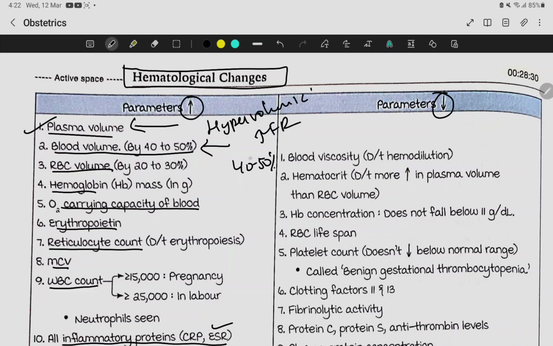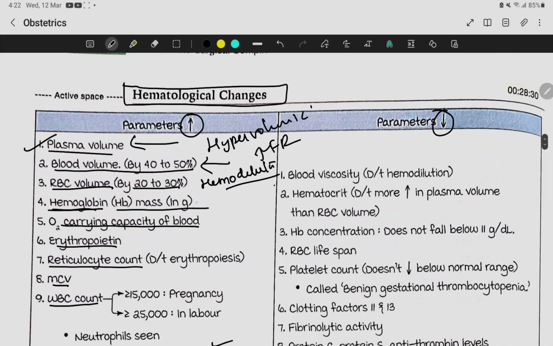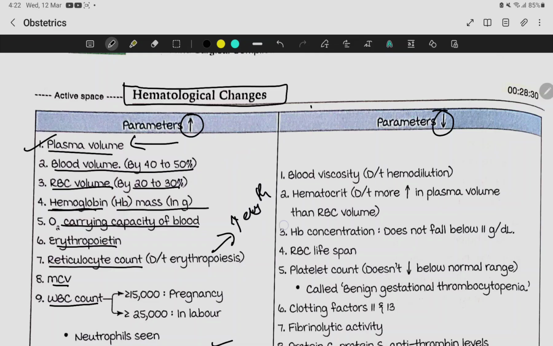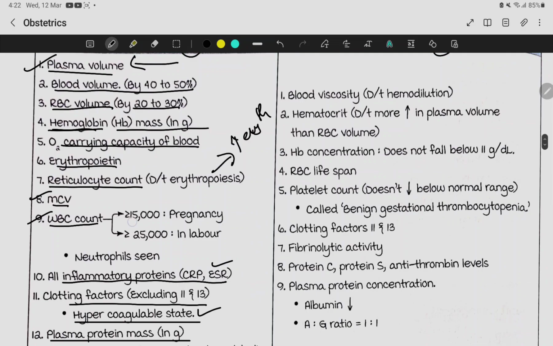Blood volume by 40 to 50%. RBC volume also increases, but there is hemodilution. Then hemoglobin mass also increases, oxygen carrying capacity increases, erythropoietin increases, reticulocyte count increases. So what is the cause for the reticulocyte count? It is because of the increased erythropoiesis. MCV and WBC counts also increase, that is it becomes more than 15,000 in pregnancy, and more during labor, right? Because during labor there is contact with the external environment, so it increases further, especially the neutrophils will be seen.